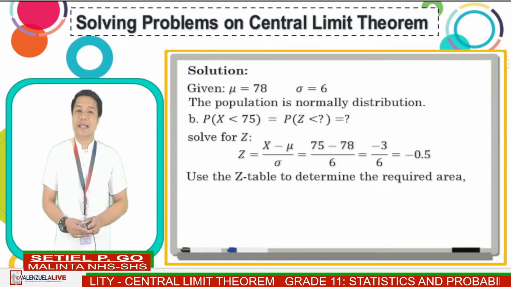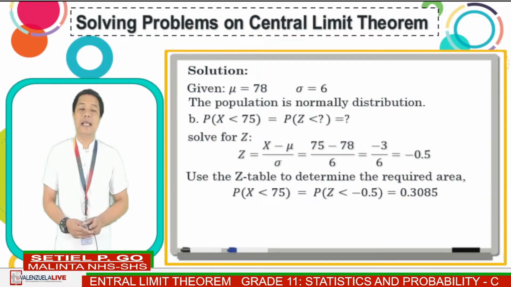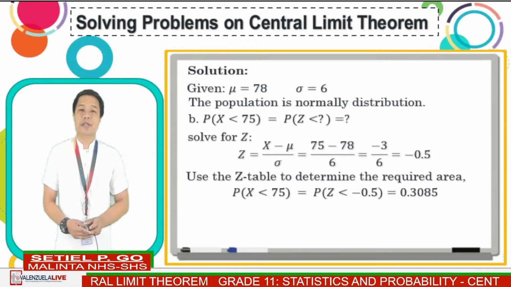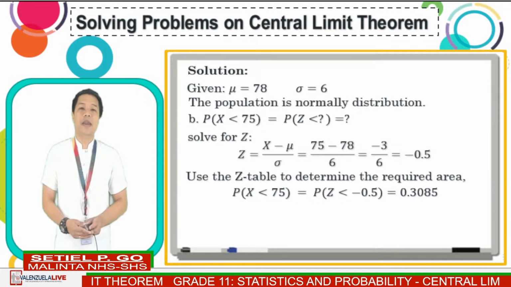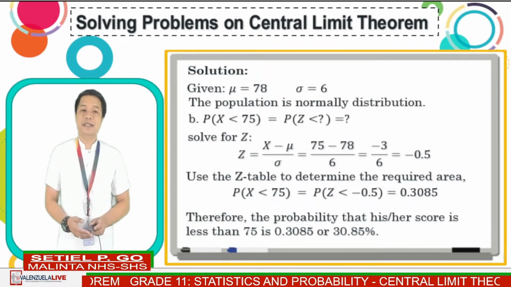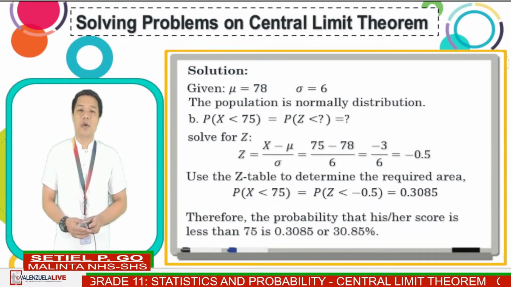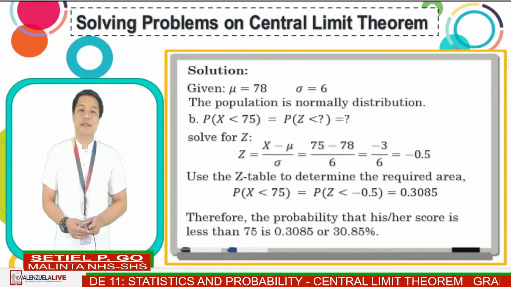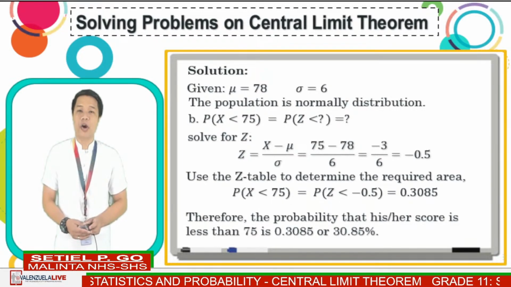Using the Z table again to determine the required area, you're going to look for negative 0.5. So the answer is 0.3085. So therefore, the probability that his or her score is less than 75 is 0.3085, or in percent form, that is 30.85%.